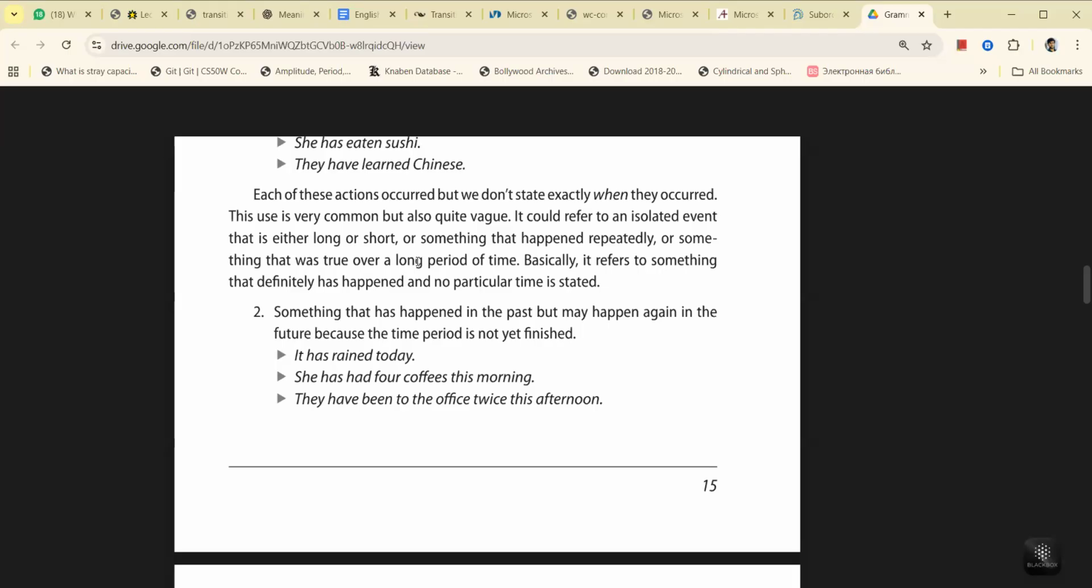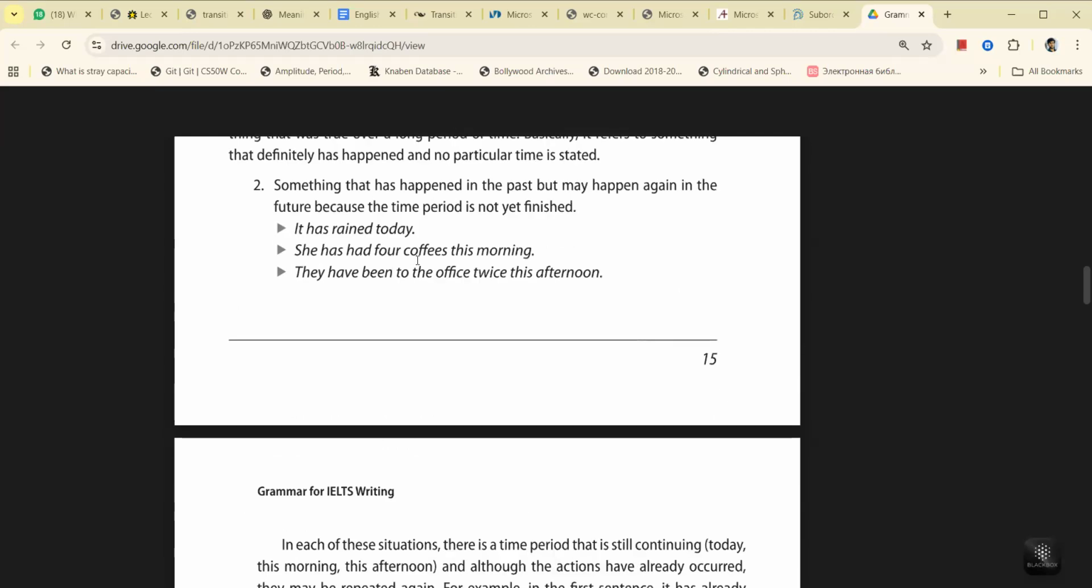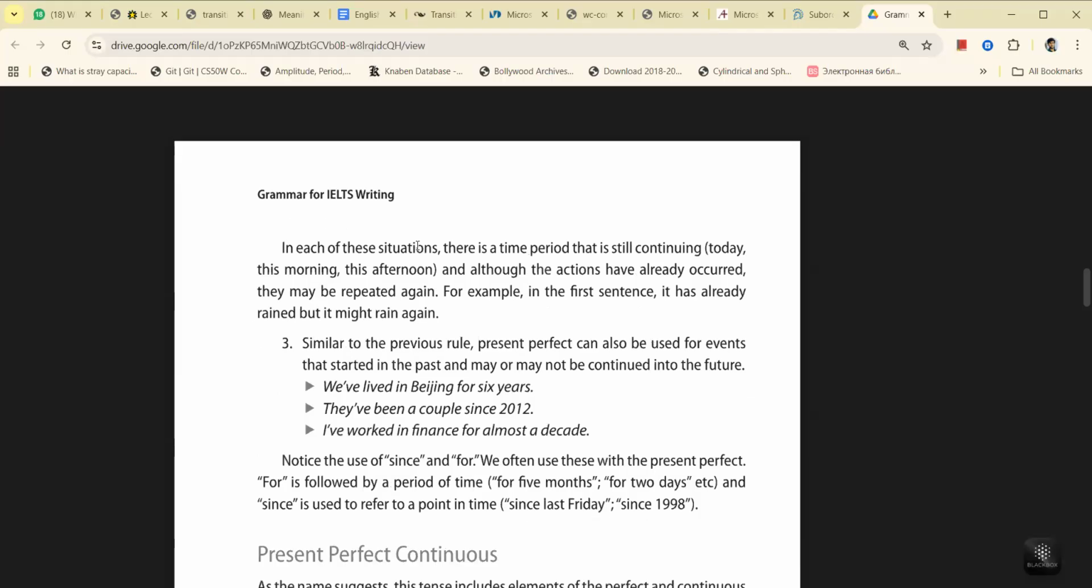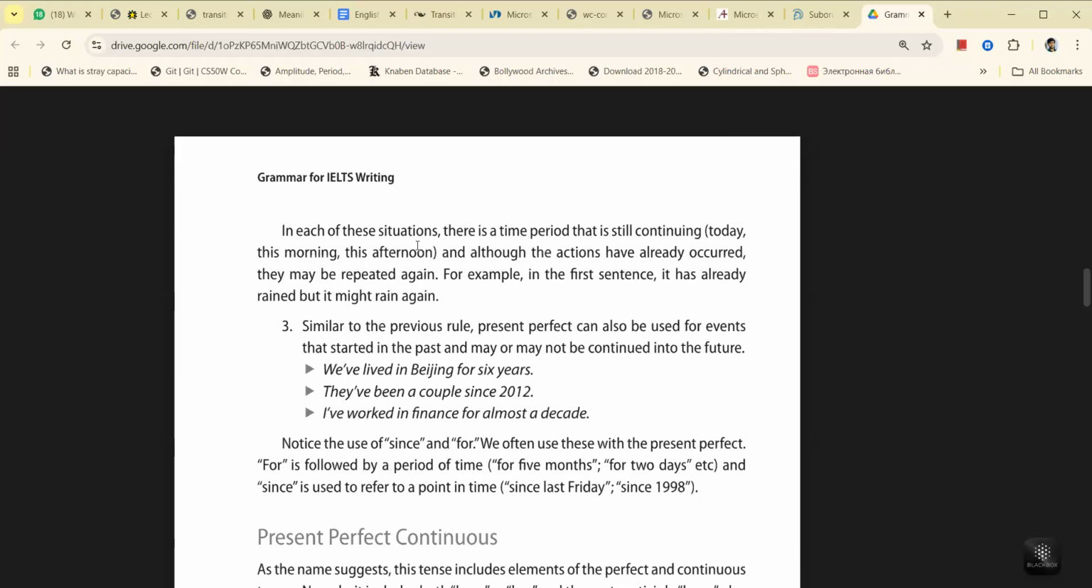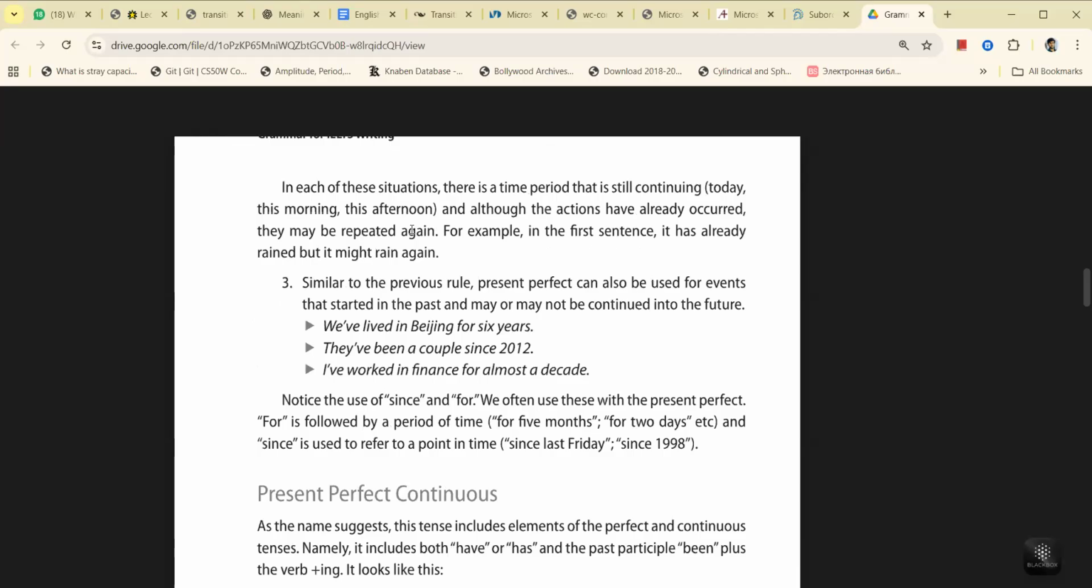So, as we understand, that is where we can use the present perfect tense. In each of the situations, there is a time period that is still continuing: today, this morning, this afternoon. Although the actions have already occurred, they may be repeated again. For example, in the first sentence, it has already rained, but it might rain again.